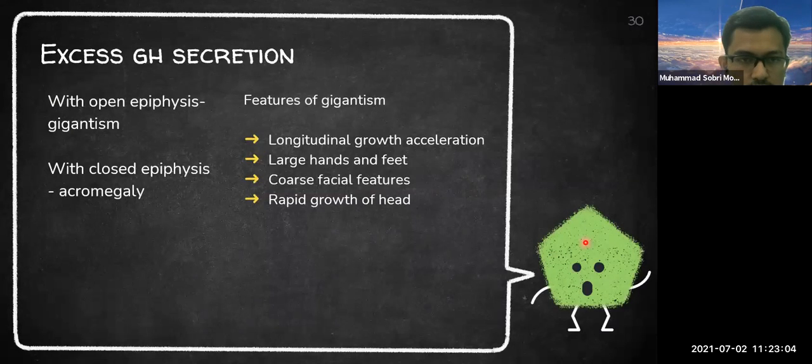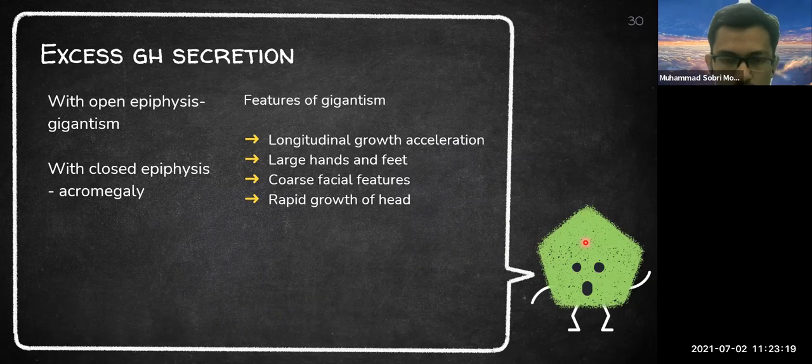And next is due to excess growth hormone secretion, which, if it occurs in children with open epiphyses, is called gigantism. And if it occurs in adults with closed epiphyses, it is diagnosed as acromegaly. And these are some of the features of gigantism: longitudinal growth acceleration, large hands and feet, coarse facial features, and also rapid growth of the head.